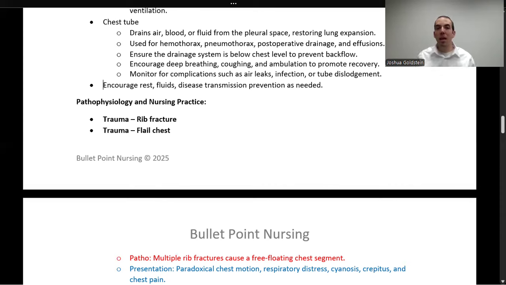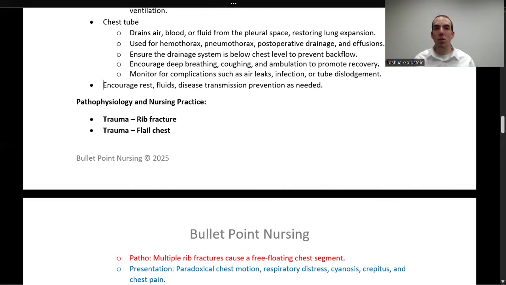And that can become a major issue because now you have a part of the chest that's moving independently of the rest of the chest. So that's what a flail chest is. By definition, it's multiple rib fractures where two or more bones are broken in two or more places, creating an independent section of ribs. You don't need to really know that definition, just understand the concept. So how would this present? Paradoxical chest motion. When the whole chest is expanding one way, this might be doing something else.